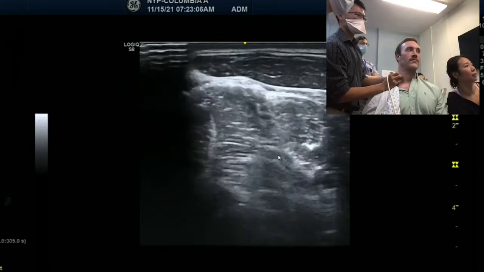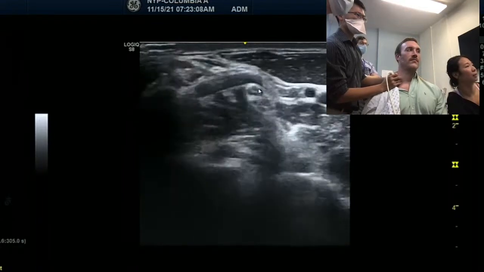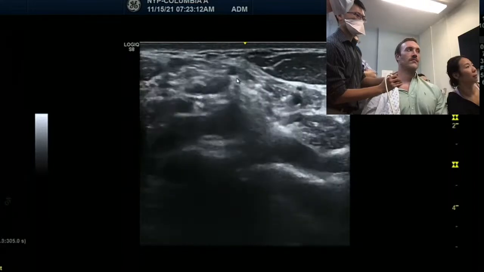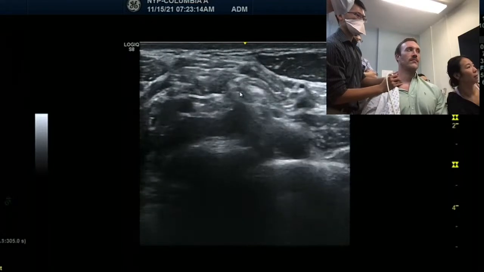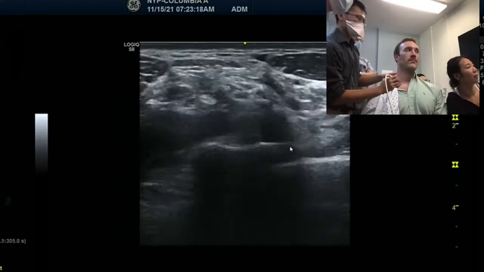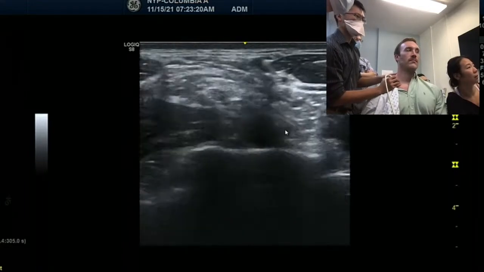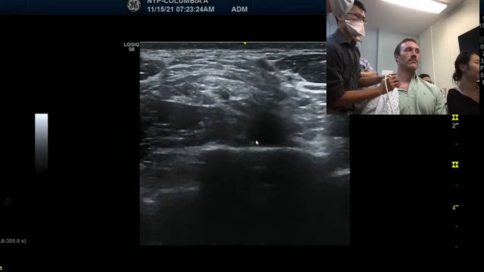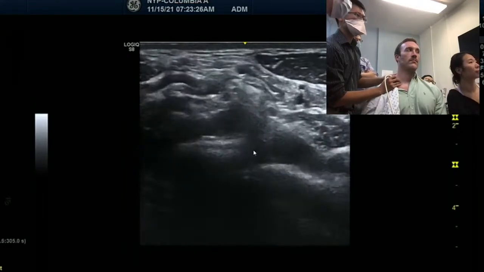That's a very beautiful traffic sign, right there, between them. And then I think Dr. Kim mentioned the subclavian artery pulsating in the bottom right of the screen, compressing the subclavian artery. This is going to get that nice view that you want. Then I go over the clavicle and come back up.